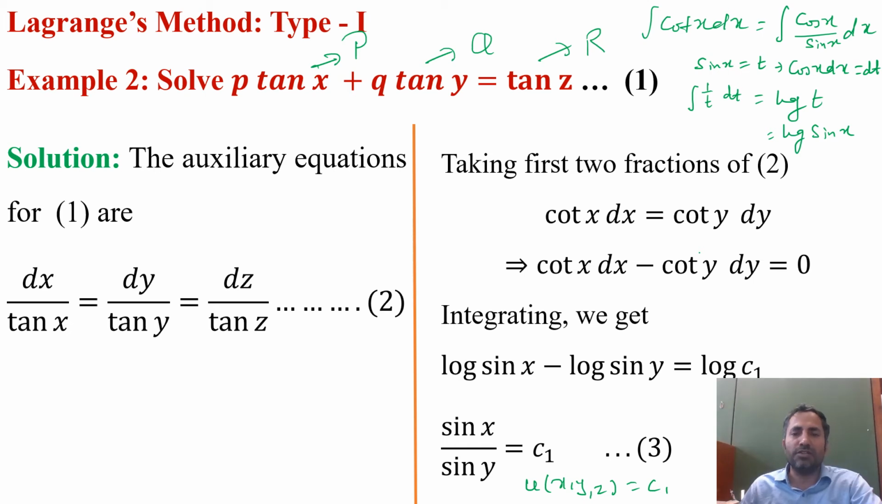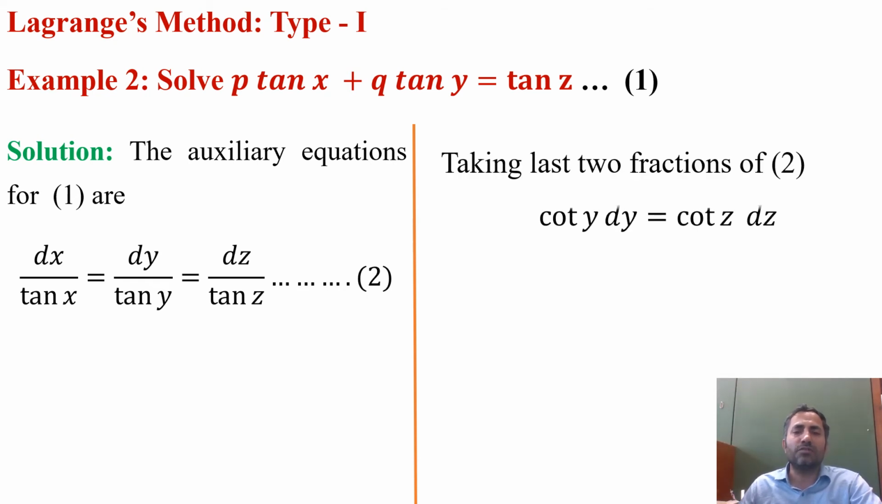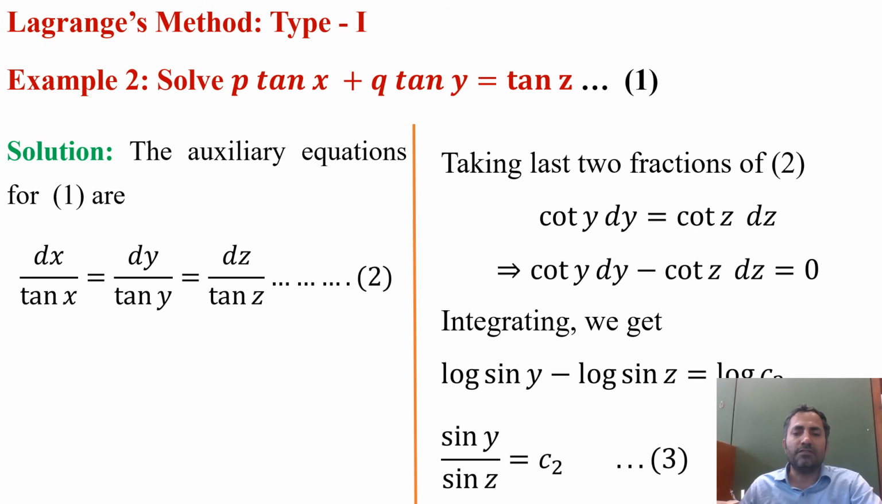In this auxiliary equation, any two fractions that you can take. We require only two. The first we have already discussed. Now we talk about the second. The last two fractions we have selected, so it will be cot y dy equals cot z dz. By integrating, again it will be log sin y minus log sin z equals log c2, or sin y upon sin z equals c2, that we get as the second component v.